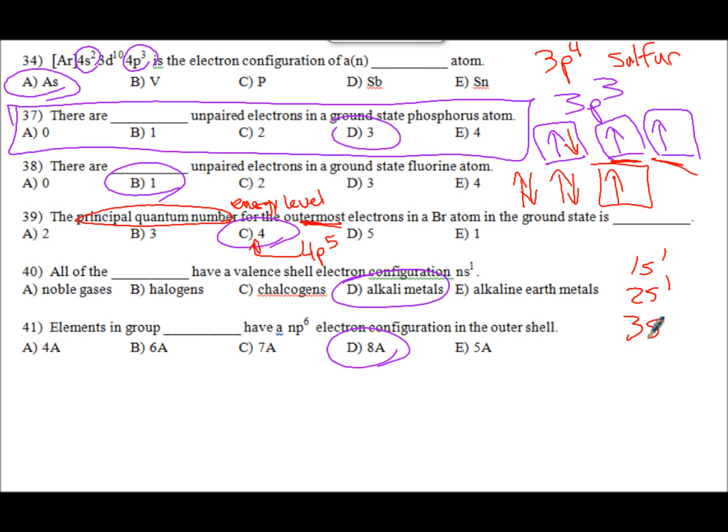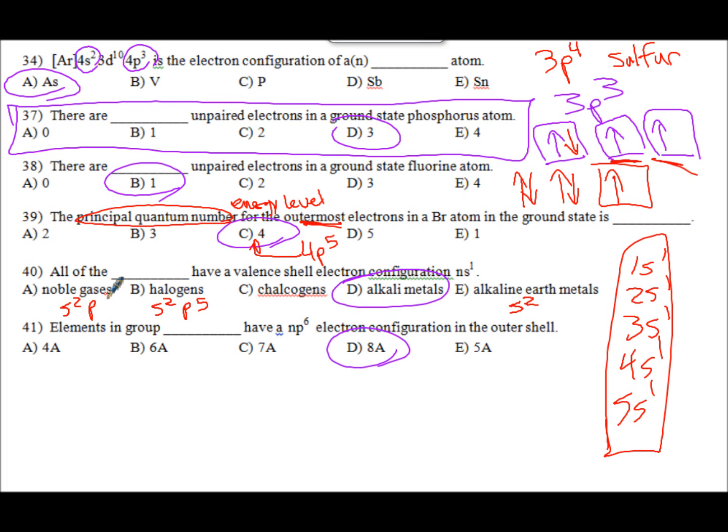2s1, 3s1, 4s1, 5s1. These are all found in the periodic table in the same column. We call them alkali metals. Alkaline earth metals are all s2. Halogens are s2p5. Noble gases are s2p6.